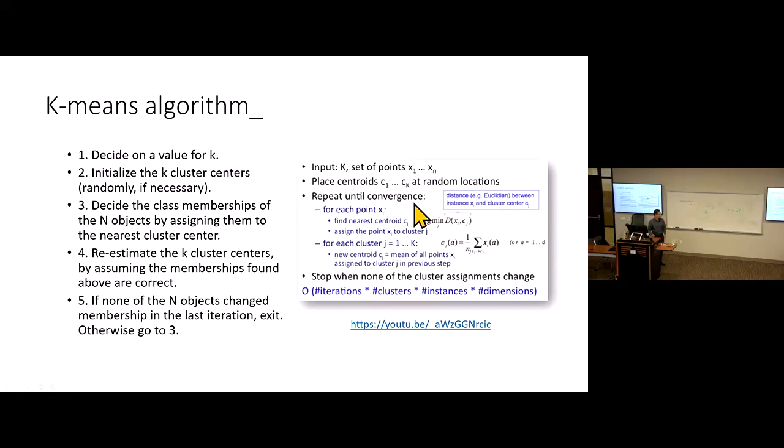Convergence means the center location does not change, okay? The change could be non-zero, but the difference is very small. You don't have to change anymore. So that's the solution at the end.